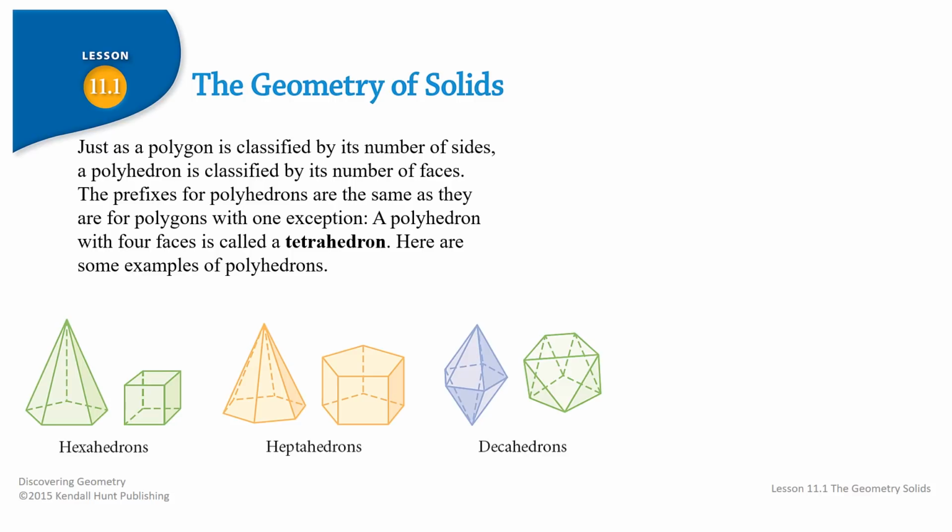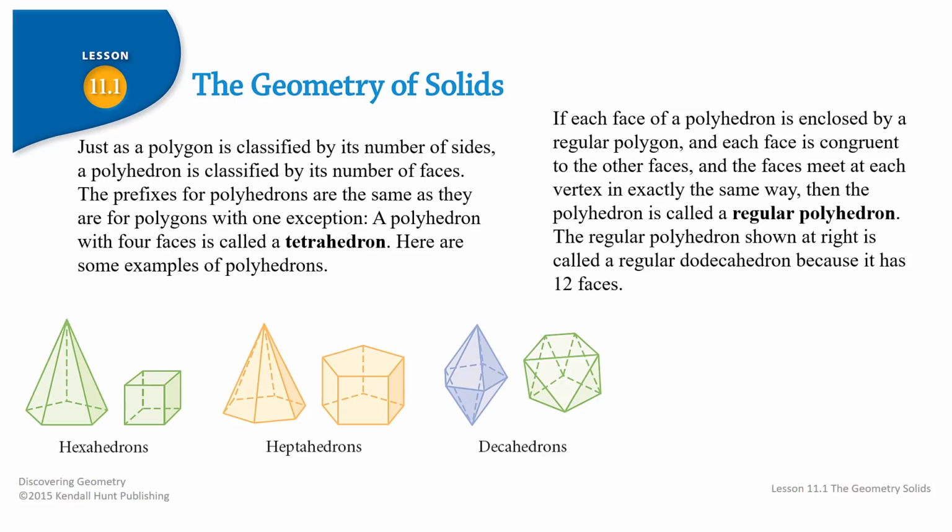Now, when we have polyhedrons that have regular polygons, say they were all squares, or they were all regular pentagons or hexagons, those would be called regular polyhedrons. In this case, you'll notice that this polyhedron is made up of pentagons. In this case, 12 pentagons. So we call that a regular dodecahedron. We don't use the pentagon as part of it. We just talk about how many there are.